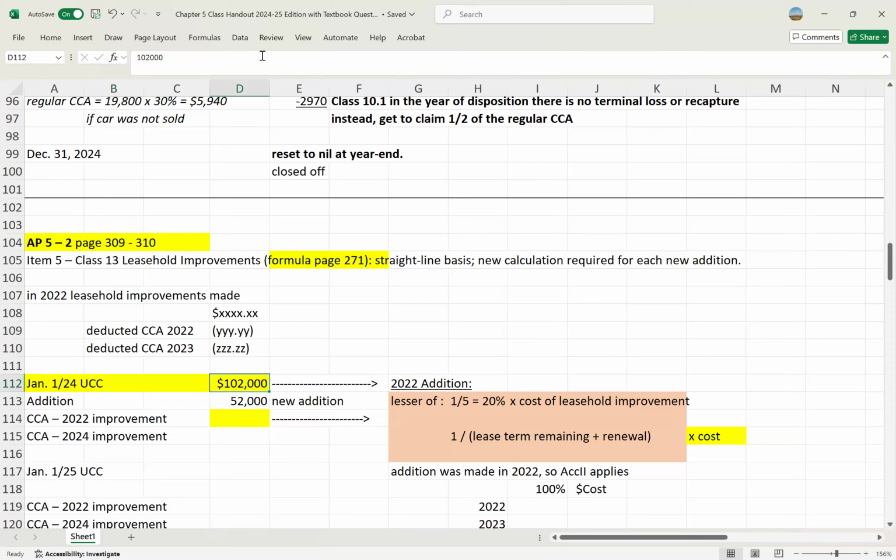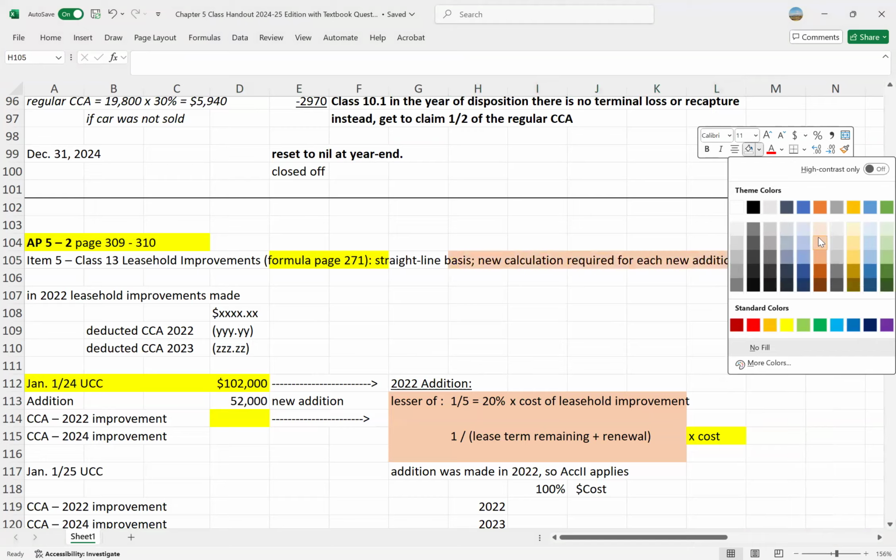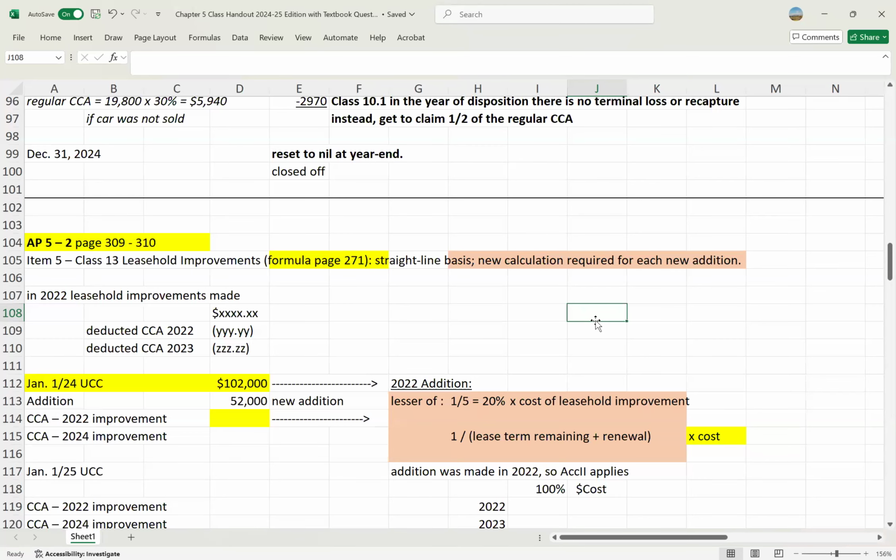And then we know that at the beginning of 2024, we're left with 102,000. And we also know that this year, we have this new addition of 52,000. Whenever you're dealing with class 13, you've always got to calculate the CCA separately for every new addition. So I made this comment at the top here. Whenever there's a new addition, you've got to calculate the CCA separately, because it's always going to be the lesser of 1/5 or 1 over the lease term remaining plus the renewal period.